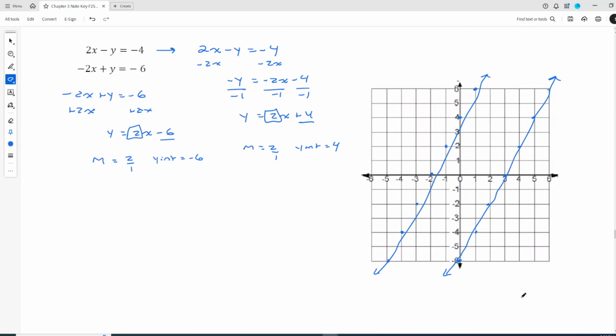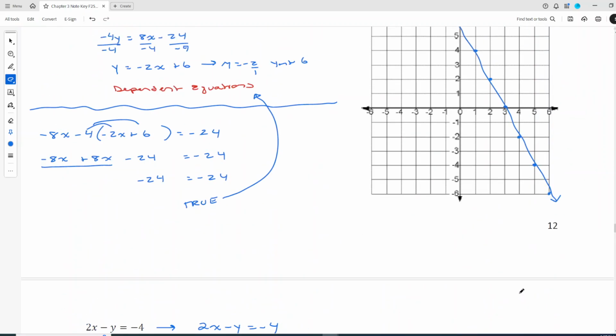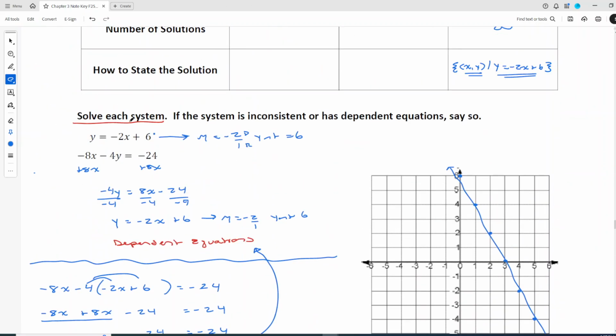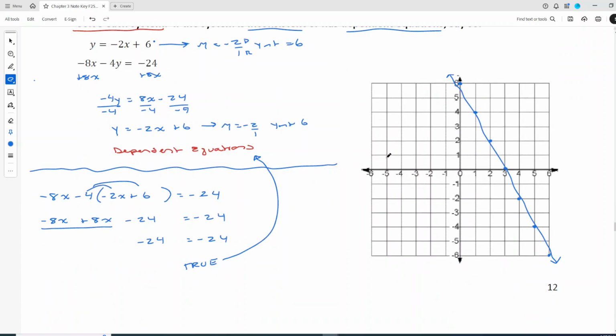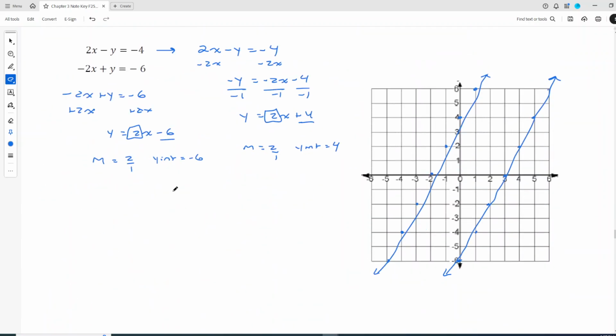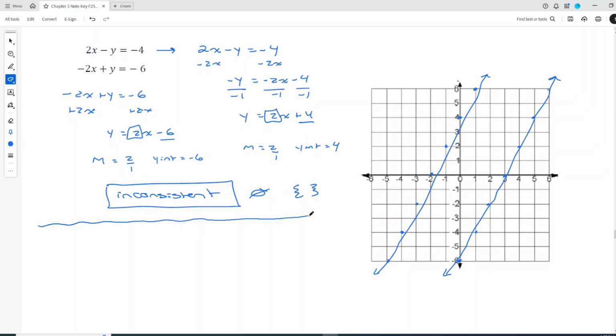So I can't state a solution, but I can say whether, now let's look at the wording again, because I always forget the words, right? But it's always in the question. Solve each system. Well, I couldn't. If the system is inconsistent, meaning no solutions, or has dependent equations, meaning there's an infinite number of solutions, say so. So for this one, I would say that it's an inconsistent system, meaning that there are no solutions, right? Empty set brackets.